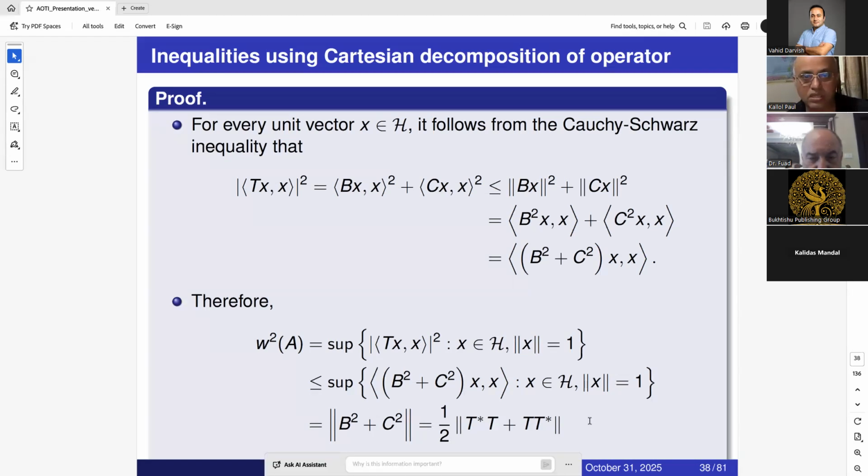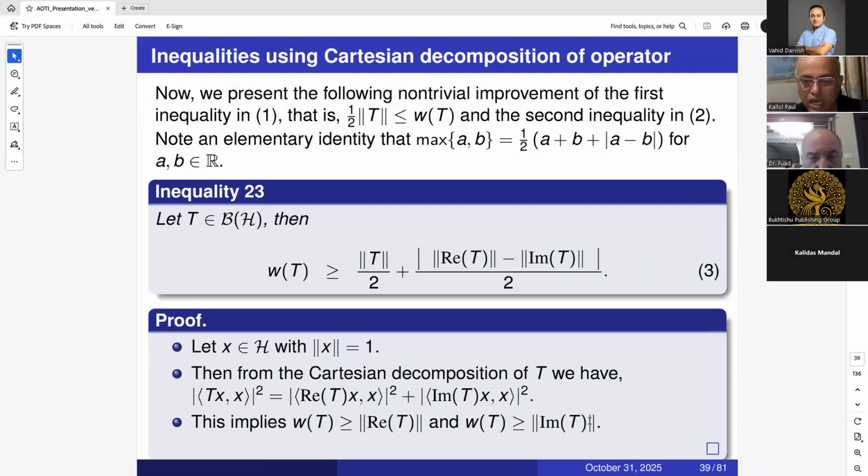So you can see this very nice and elegant application of Cartesian decomposition along with the convexity argument and just a one-line Cauchy-Schwarz inequality. It gives one of the nicest inequalities in the numerical radius: 1/4 of the norm of T*T plus TT* is less than or equal to w²(T), which is less than or equal to half of the norm of T*T plus TT*.